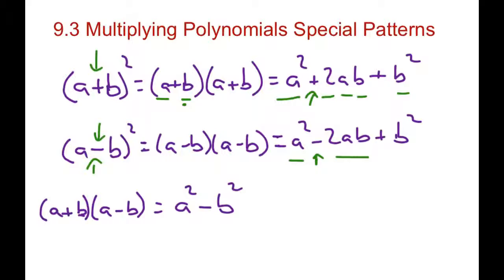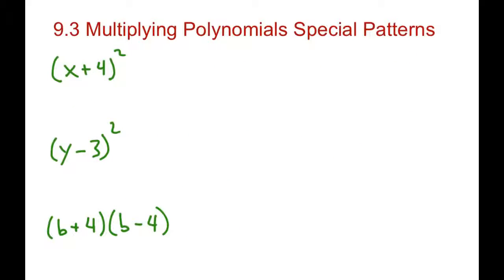And then the last one, kind of a combination of the two. A plus b times a minus b. So you're going to get an a squared, there'll be a subtraction, and then a b squared, and there won't be that middle 2ab part. That kind of cancels out. Alright, let's try a couple.